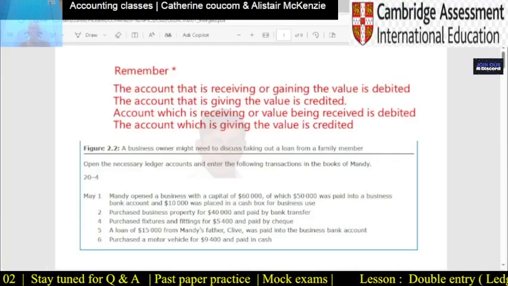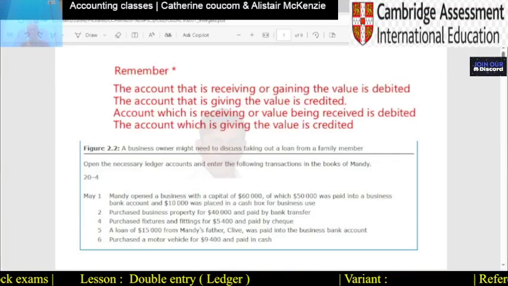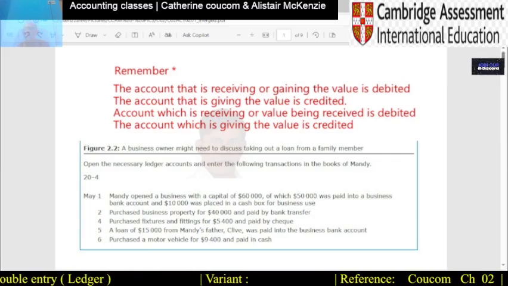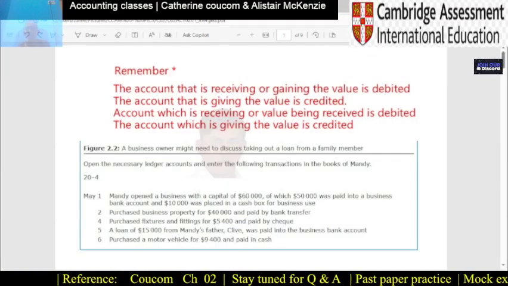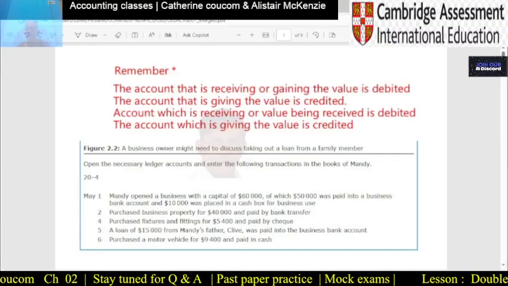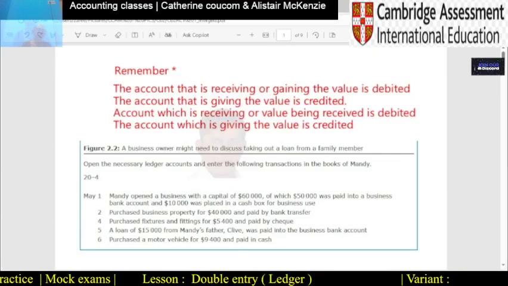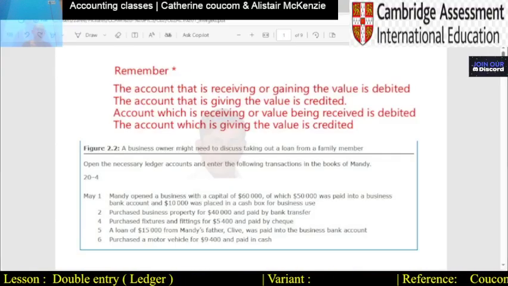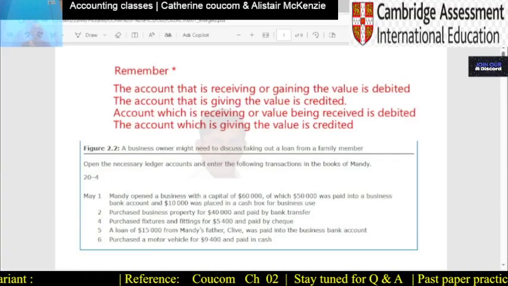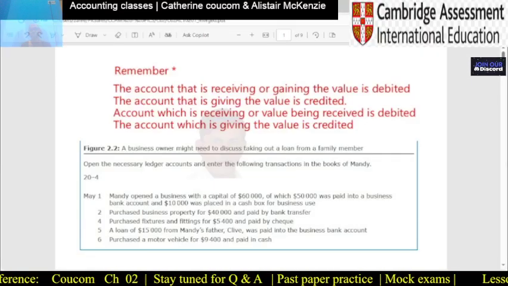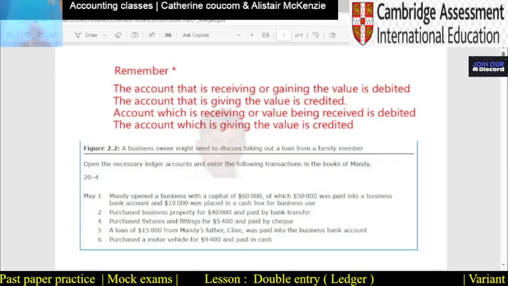So there is a question first in activity 2.1. Open the necessary ledger accounts and enter the following transactions in the books of Mandy. 2024, May 1: Mandy opened a business with a capital of 60,000, of which 50,000 was paid into the business bank account and 10,000 was placed in the cash box for business use. So that is cash account.